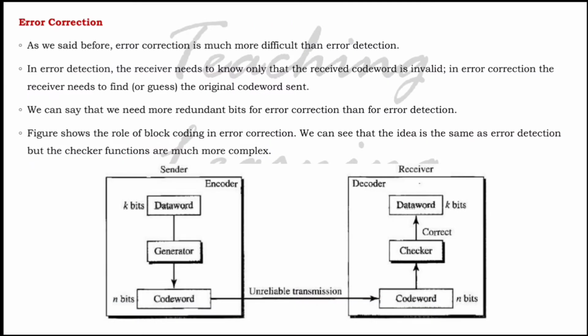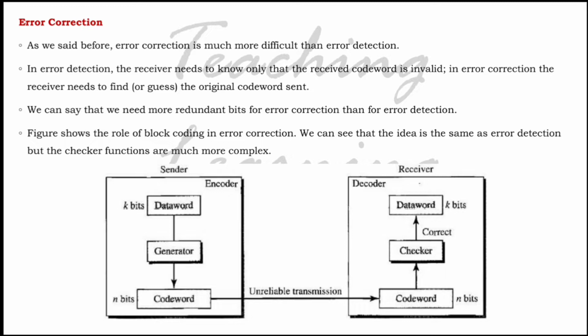We have discussed flow control, like the protocols used in flow control, the simplest protocol and stop and wait protocol, and everything. So now we are discussing error control. The first topic is error correction. As we said before, error correction is much more difficult than error detection.